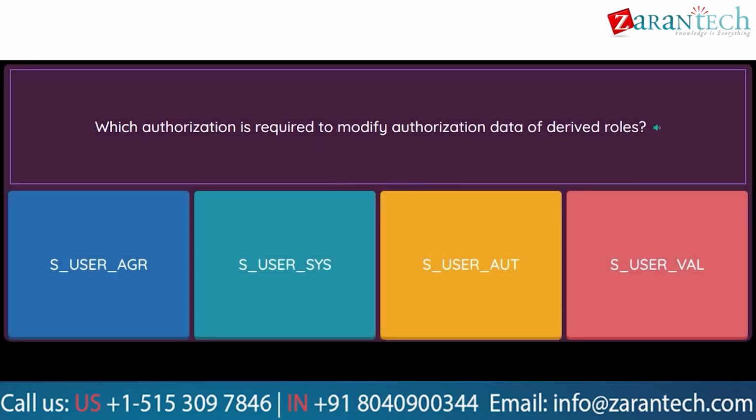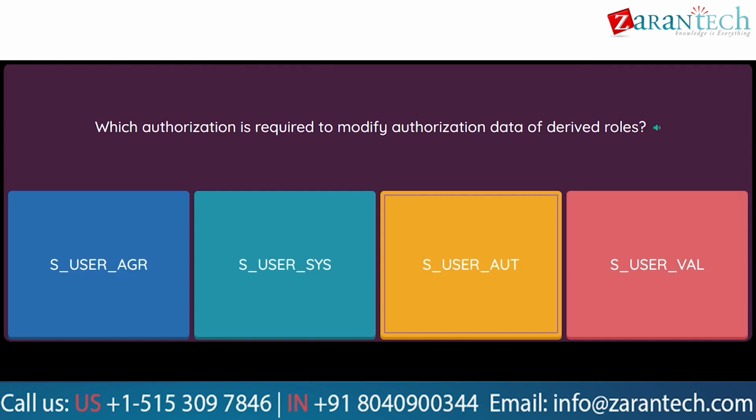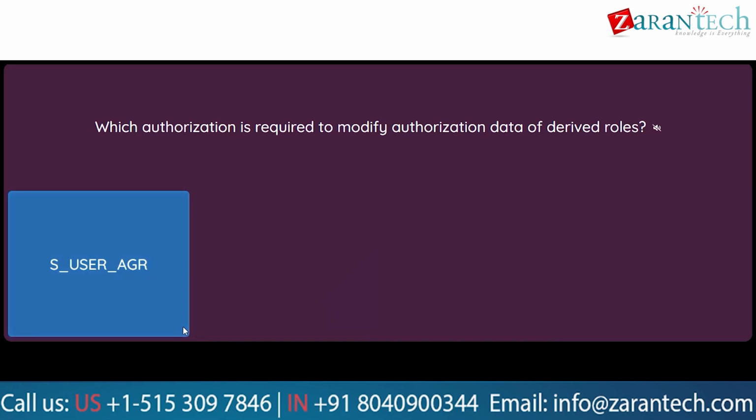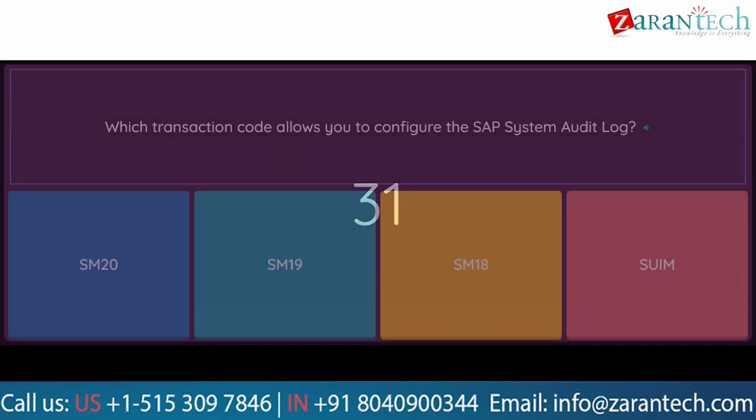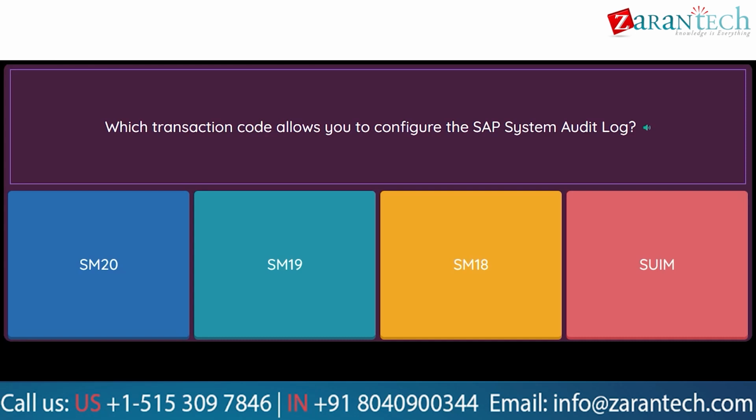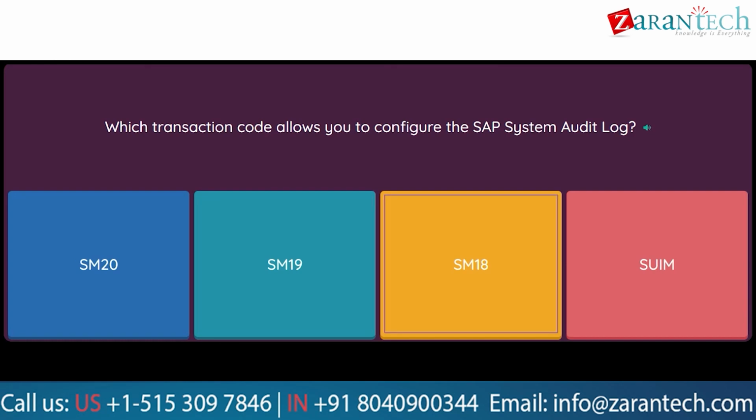Question: which authorization is required to modify authorization data of derived roles? Option 1: S_USER_AGR. Option 2: S_USER_SYS. Option 3: S_USER_AUT. Option 4: S_USER_VAL. Question: which transaction code allows you to configure the SAP system audit log? Option 1: SM20. Option 2: SM19. Option 3: SM18. Option 4: SUIM.